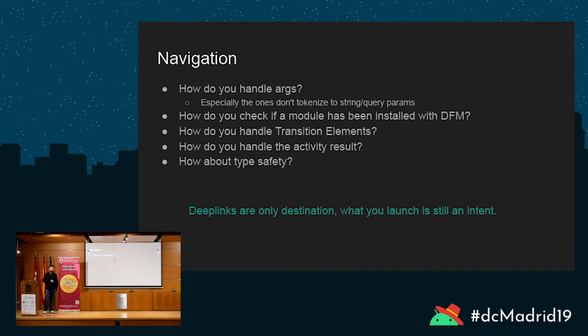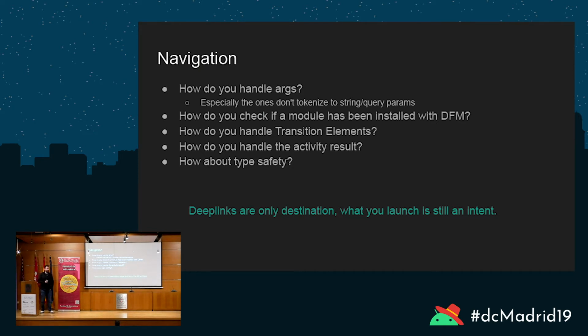The moment that I tweeted that, I started to get more questions, and it became a Q&A. So the interesting questions were: how do you handle args, especially the ones that do not tokenize to string or query parameters? How do you check if a module has been installed with dynamic feature modules? How do you handle transition elements? How do you handle the activity results? Or how about type safety?